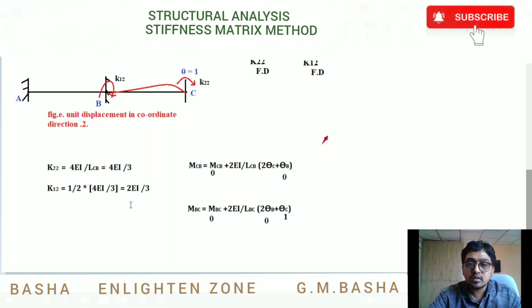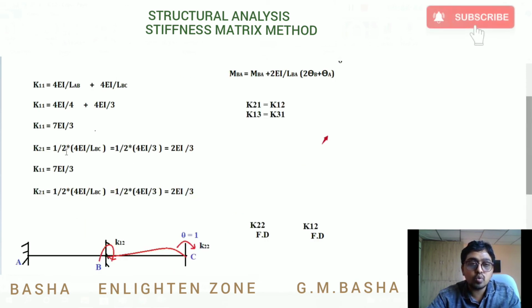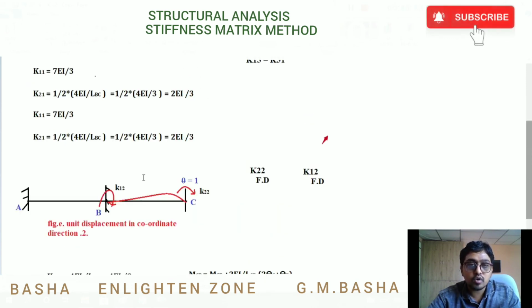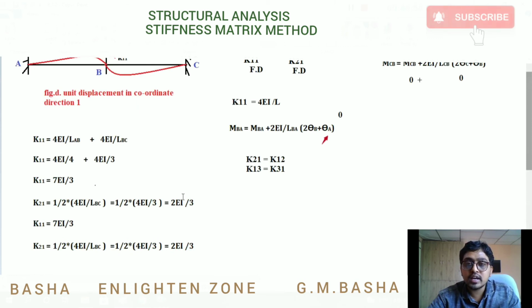Please remember the unit value will be equal to 4EI by L, and whatever we are carrying to the other end, we are just taking half of the moment, that is half of the moment on a particular span. Like that you have to remember. So you will obtain all the stiffness values: K12 is 2EI by 3, K22 is 4EI by 3. After that, check the condition: K12 will be equal to K21. So K21 will be equal to 2EI by 3, and K12 will be equal to 2EI by 3. After obtaining all these values, you substitute directly in the formula.